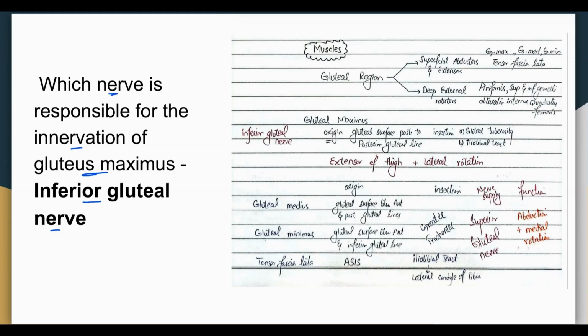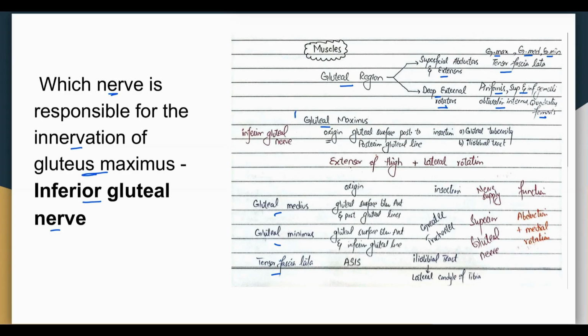So if we talk about the muscles which are present in the gluteal region, they can be divided into the superficial abductors and extensors and the deep external rotators. The superficial abductors or extensors include gluteus maximus, medius, minimus, along with tensor fascia lata, whereas the external rotators or the deep muscles are the piriformis, superior and inferior gemelli, obturator internus, and the quadratus femoris. Out of these, in this slide, we will be discussing the gluteus maximus, medius, minimus, and the tensor fascia lata, their origin and insertion, along with their function and nerve supply.